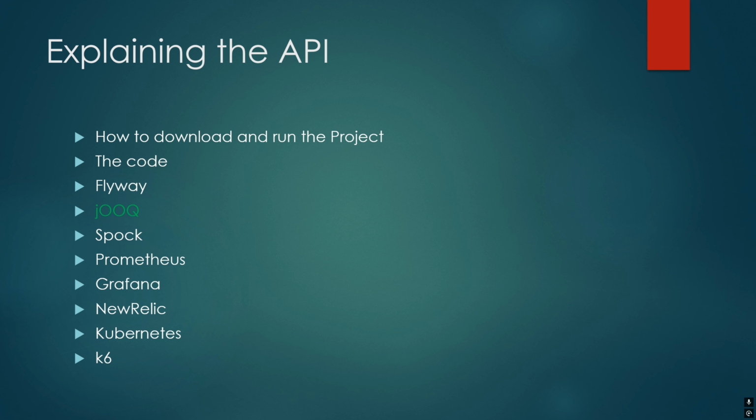If you are a Java and Spring Boot developer, you probably know about JPA and Hibernate, but they are responsible for connecting to the database and executing the queries in the database. So jOOQ is an alternative to Hibernate and JPA, right? We're not going to use Hibernate and JPA in our API. We're going to use jOOQ.